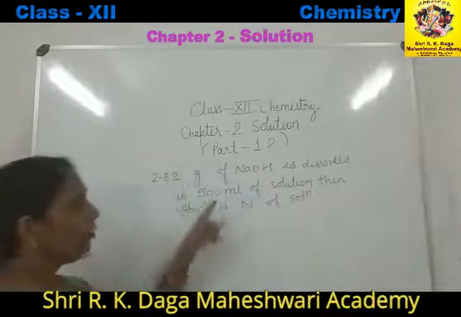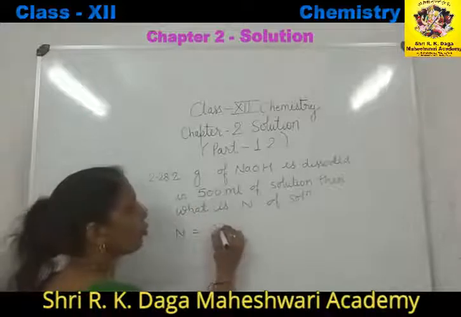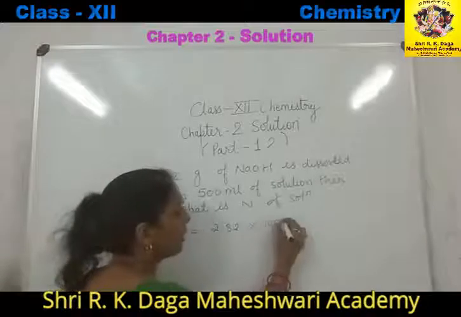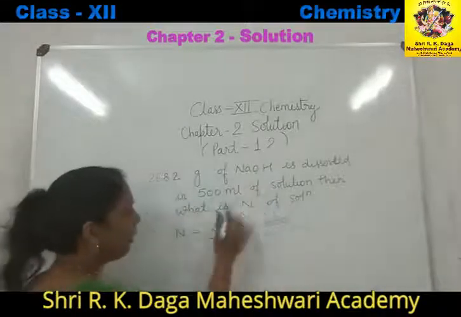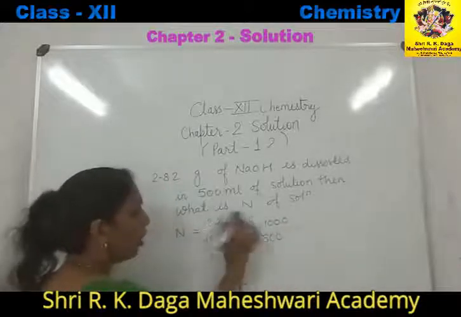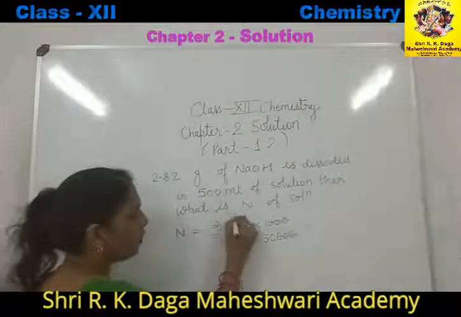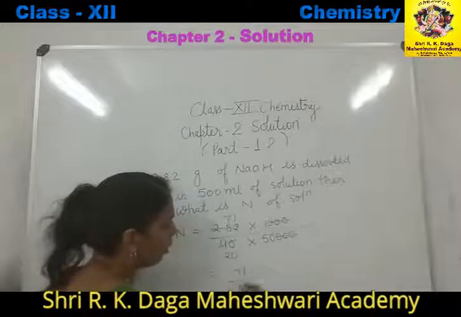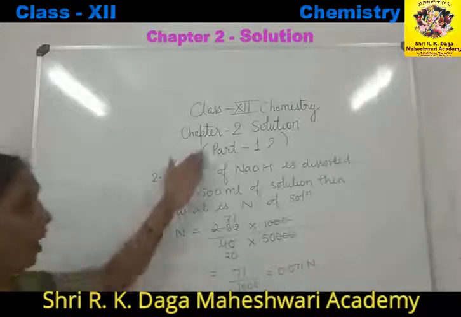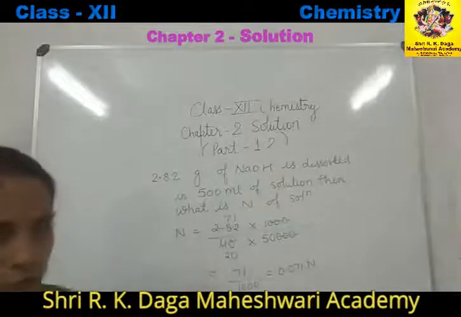You know very well that the equivalent mass of NaOH is 40. We will directly apply here the formula: mass of solute, that is 2.82, and our volume is given in milliliter, so we will multiply by 1000, and the equivalent mass of NaOH is 40 into volume of solution is 500. So what will be the calculation here? Like this: 2 2s are 4, 2 7s are 14, 71 divided by 1000 equal to 0.071 N. So this will be the normality of the NaOH solution. So this is the formula which is based on the calculation of the normality.